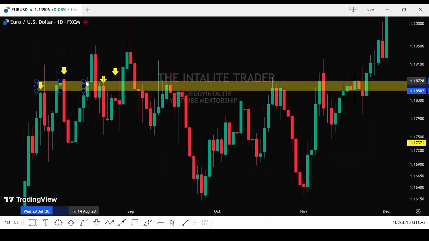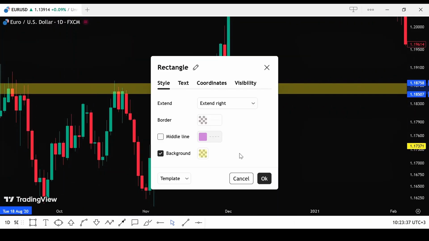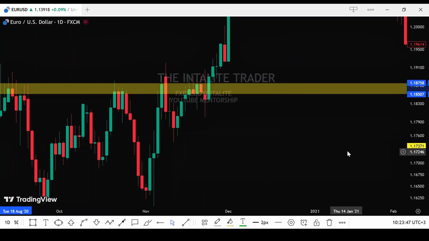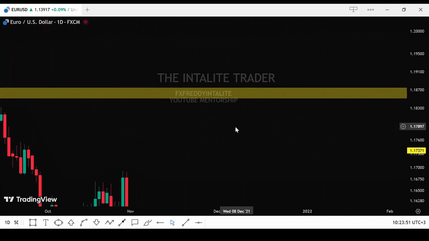Then I draw one zone here using this rectangular tool. You can set the tool. If I click on the tool, I come to settings where there is style and there is extend. You extend right here, so that means your level goes up to infinity.